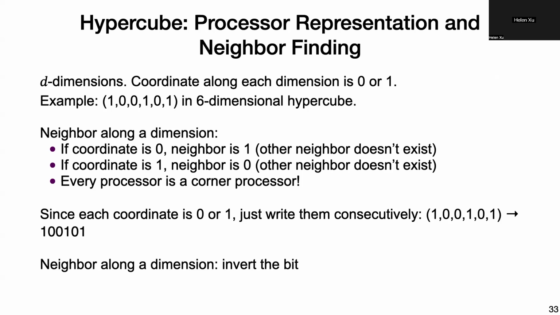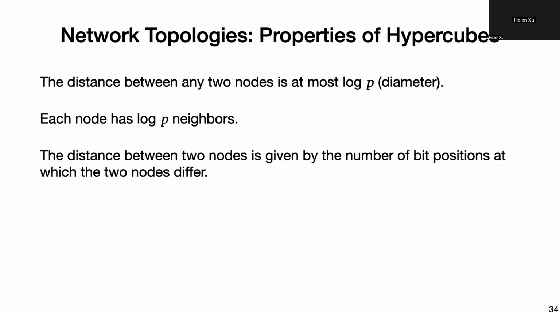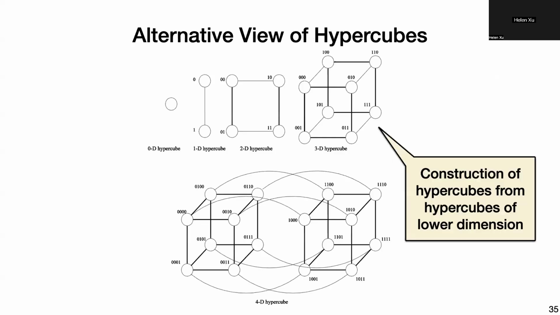So this is pretty much what we have been doing so far, but just in the context of interconnect. And again, the diameter is at most log p. Each node has log p neighbors. And the distance between two nodes is given by the bit positions. So the edit distance in terms of bits is the distance in terms of wires that any two processors would be. That make sense so far?